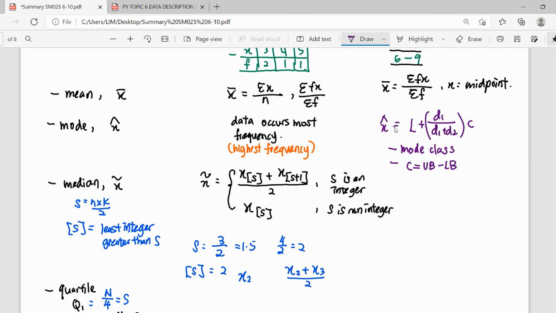And then median. So their formula is similar. L plus just this part. The bracket part will be different. Here will be n over 2, the allocation, minus the cumulative frequency before that, and then divide by its frequency.